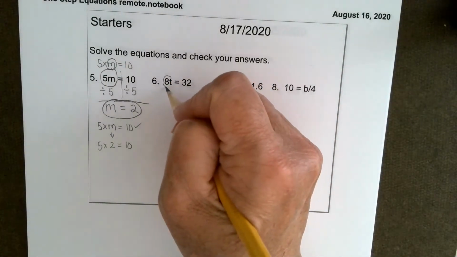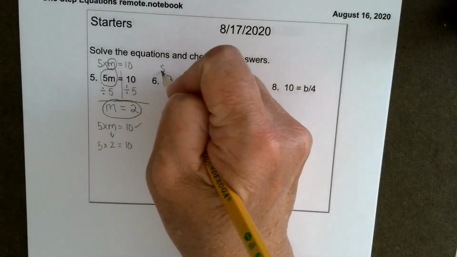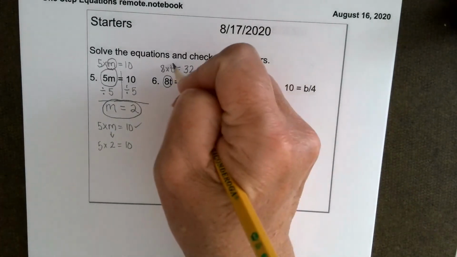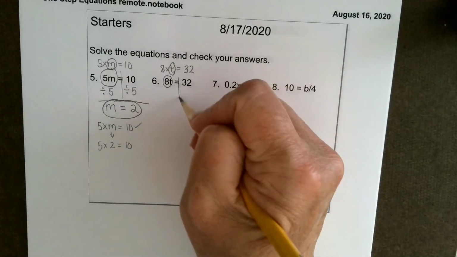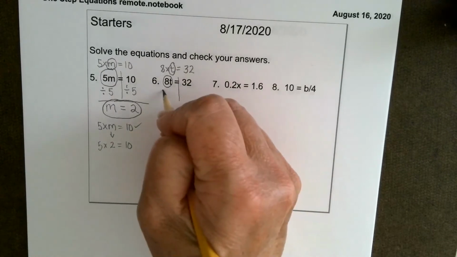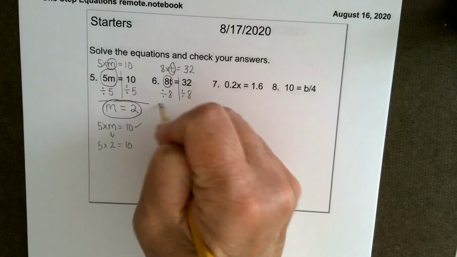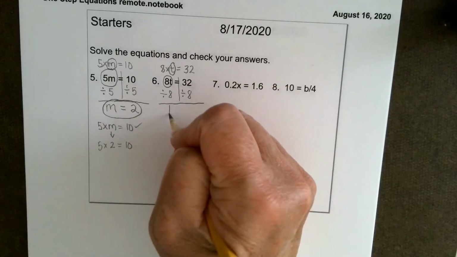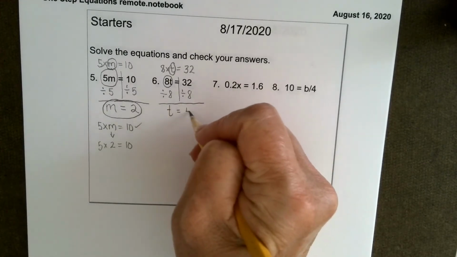This one, solving for the t. The 8t means 8 times t equals 32. Circling that t. Splitting the equation. The opposite of multiplying times 8 is dividing by 8. Divide both sides of the equation by 8. 8 divided by 8 is just 1 t, and we just write that as a t. 32 divided by 8 is 4.